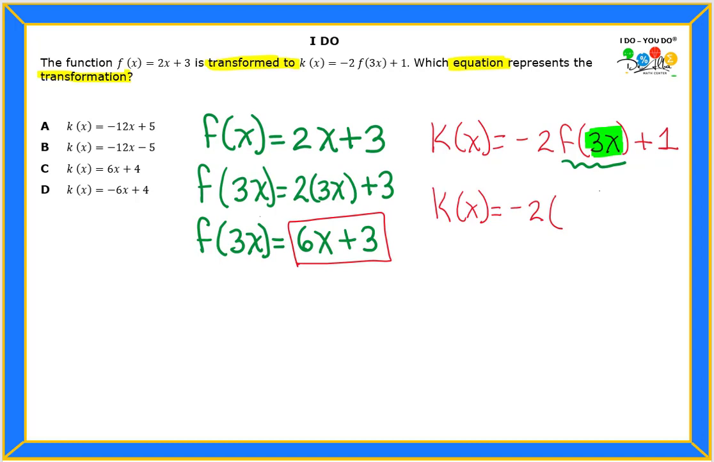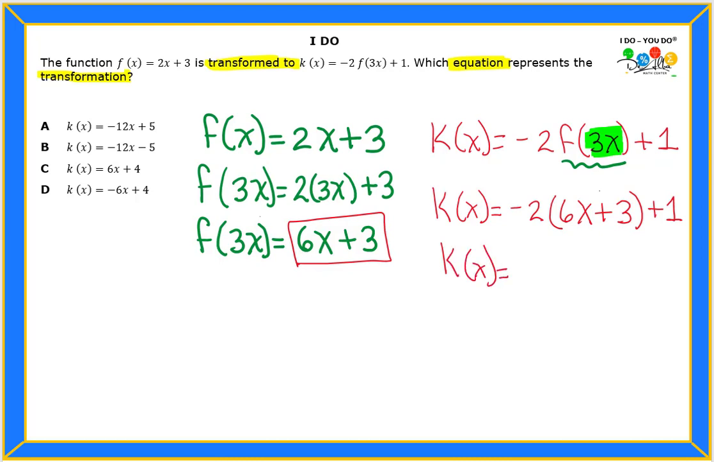Are we clear on that? Okay, so we're going to write it down here. 6x plus 3. And I still have a plus 1, so that goes at the end. So be careful because you always need to find out what is the first step for me to do, and that's replacing f of 3x in my original function. Okay, so let's go ahead and continue.